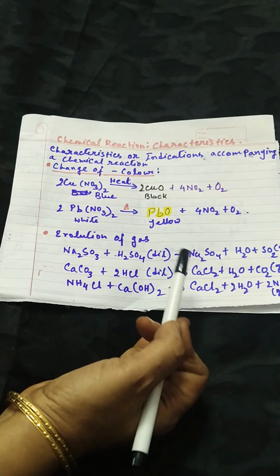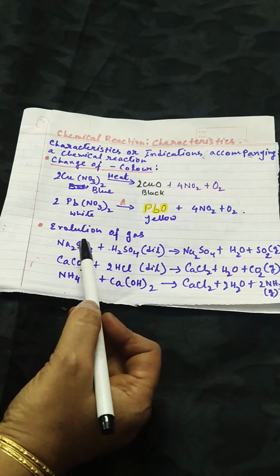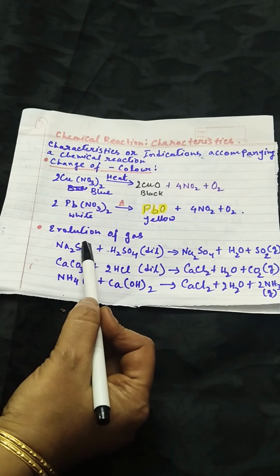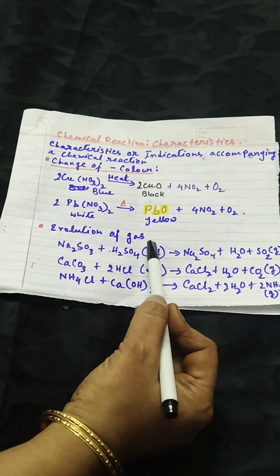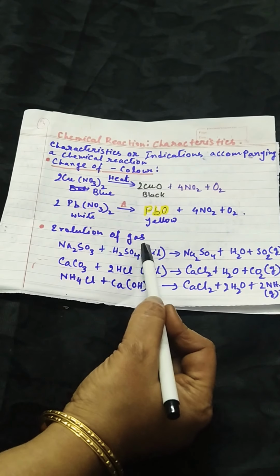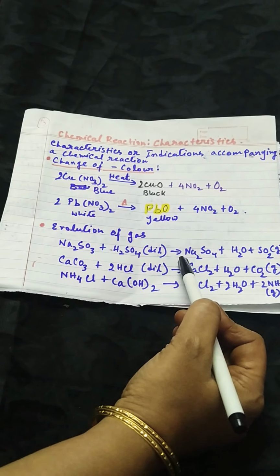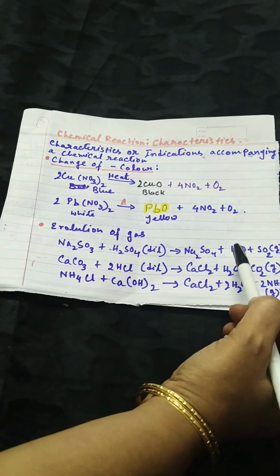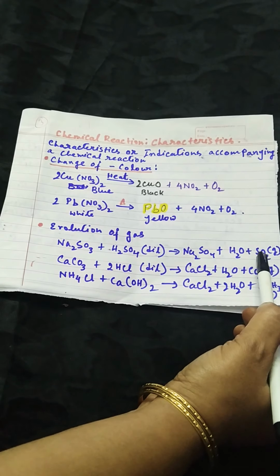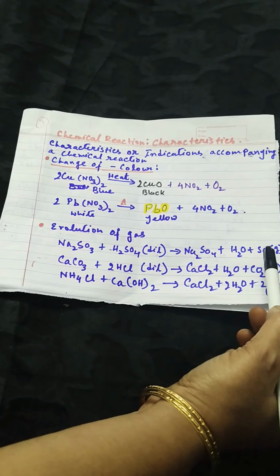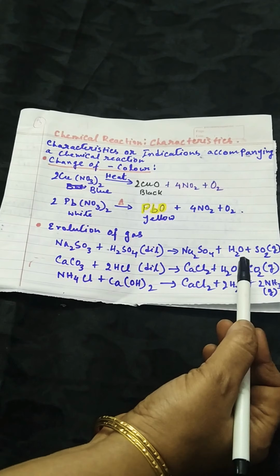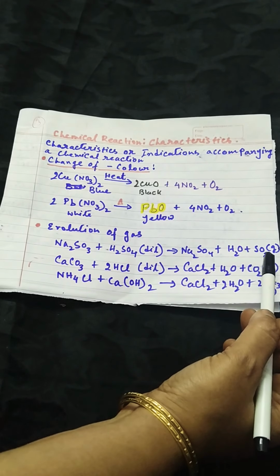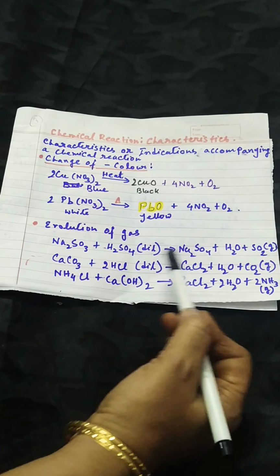Next is evolution of gas. Whenever solid sodium nitrate reacts with dilute sulfuric acid, which is liquid, we'll get sodium sulfate, water and sulfur dioxide gas. We'll see bubbles of sulfur dioxide gas coming out from the solution.